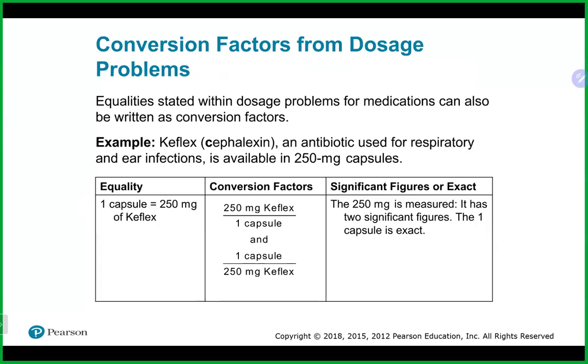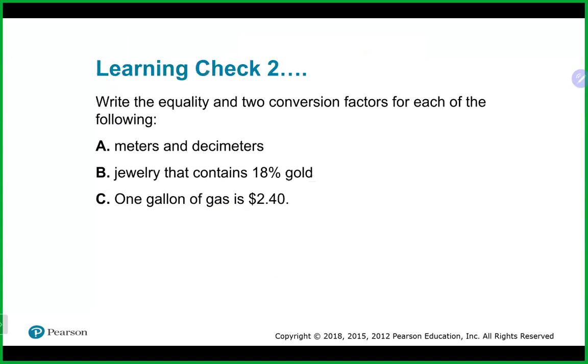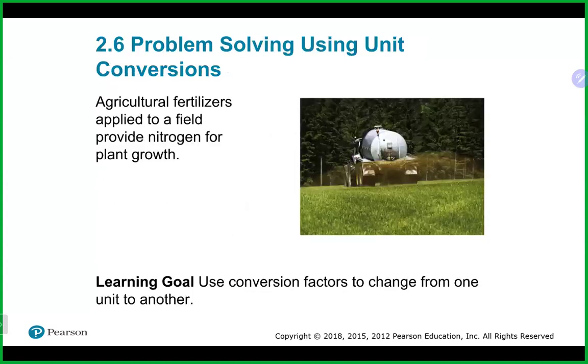Now, doses are also the same situation here. We have one capsule of Keflex is 250 milligrams, again giving us our two usable conversion factors. Once again, here we would look at the 250 having two significant figures. And obviously here again, the one capsule, like our 1 tablet, would be more of an exact number. We wouldn't worry about that particular number. All right, so I think we're going to skip through those here.